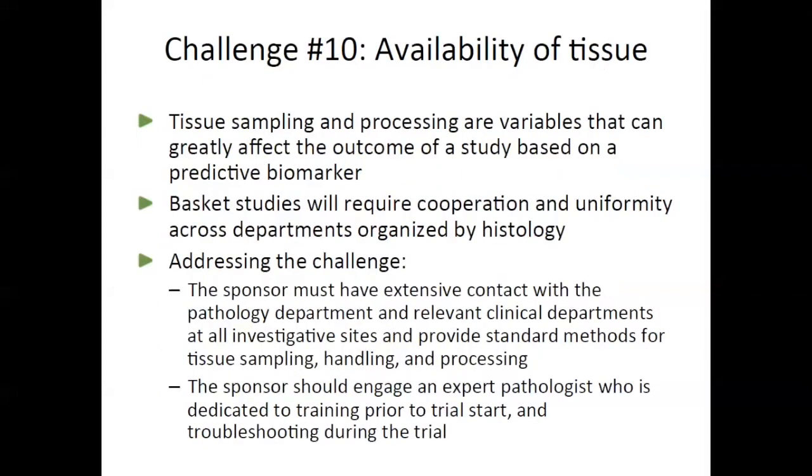So now, the availability of tissue is also a challenge. Tissue sampling and processing are variables that can greatly affect the outcome of a study. And in basket studies, you're going to have cooperation between the breast cancer department and the lung cancer department and the colorectal cancer department, none of whom have ever talked to each other before. And if you don't get exactly the same sample processing and sample quality from all those different departments, you're going to have a misleading study. So we actually recommend hiring a pathologist to train the investigators and their pathology departments, and to troubleshoot during the trial. And the pathologist has their full-time job to just do that. They're engaged for the study.